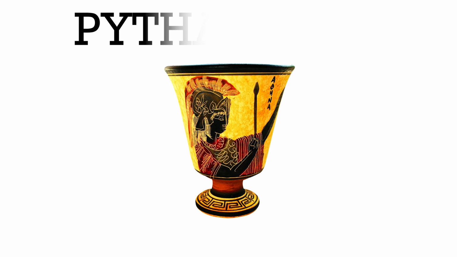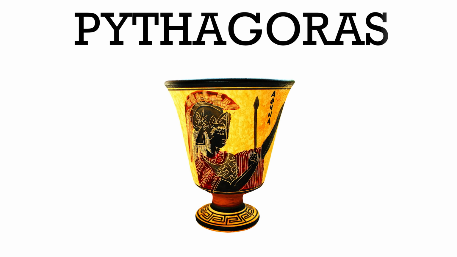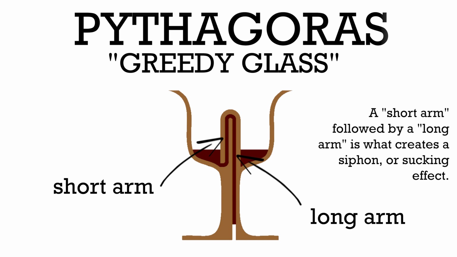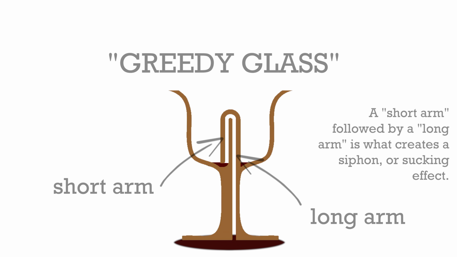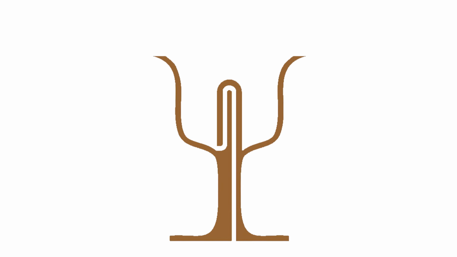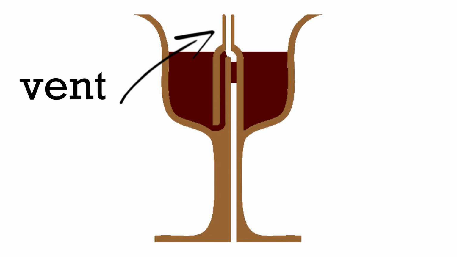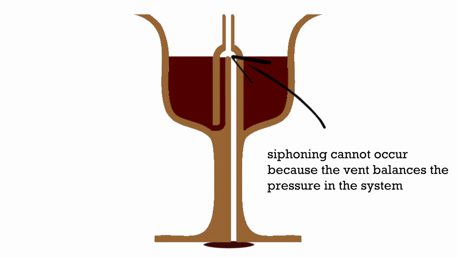Back in ancient civilization, a Greek philosopher called Pythagoras invented a special glass of wine called the greedy glass that would empty itself on the person drinking when greed would take over. The only reason why this trick glass would work is because there was no vent. If there was a small opening here, the pressure would equalize and the siphon wouldn't occur.